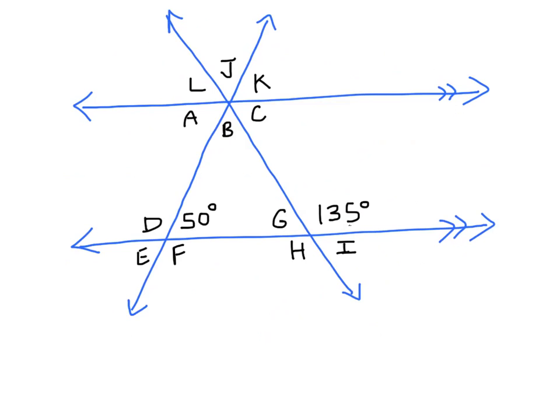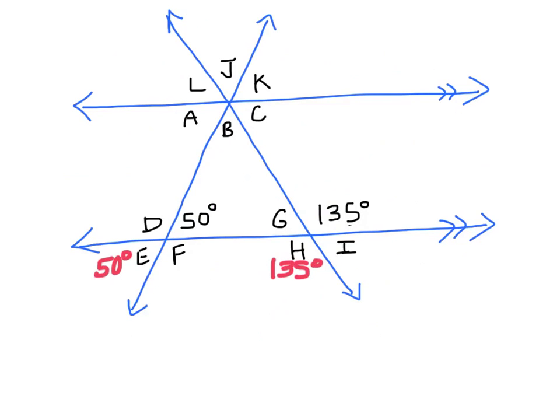All right, first thing I'm going to do is look for all my vertical angles. So I see 50 degrees, E is going to be 50. I'll write that in a second. Those are vertical. And I see 135, so H is going to be 135 because those are vertical. So I'm just going to fill those two in quick.